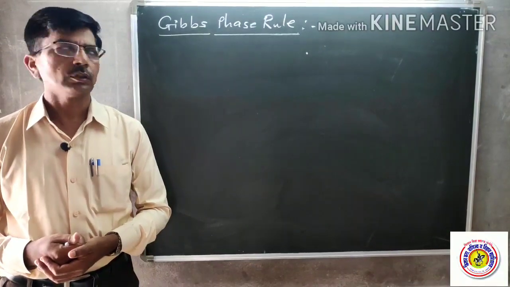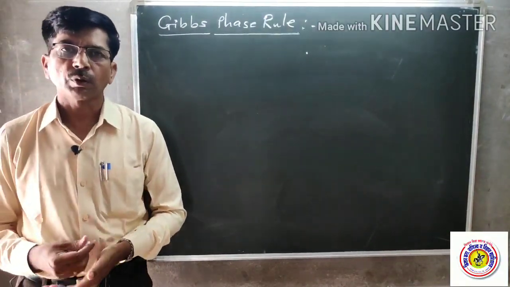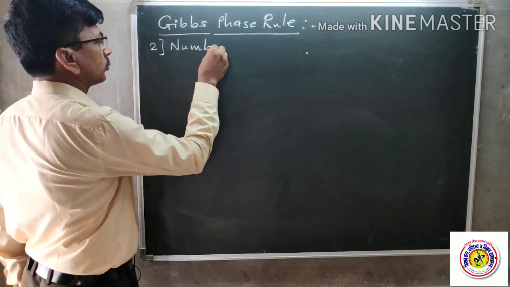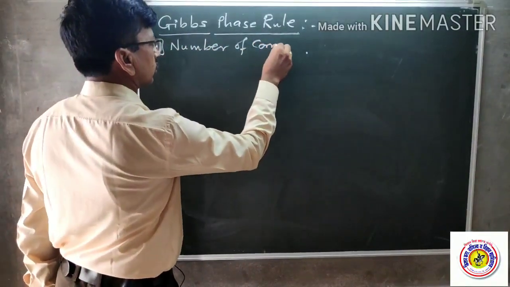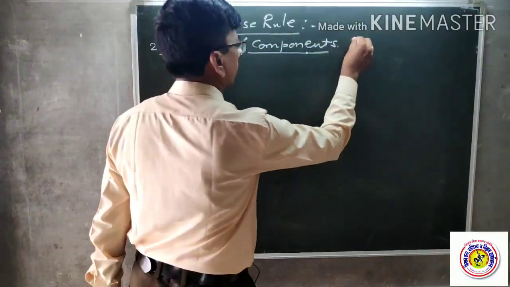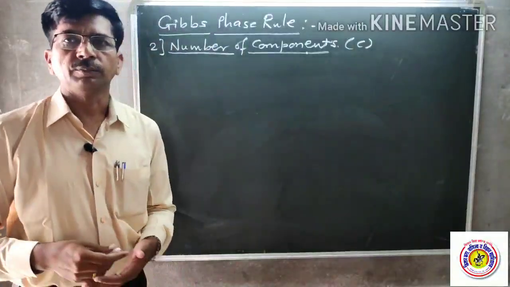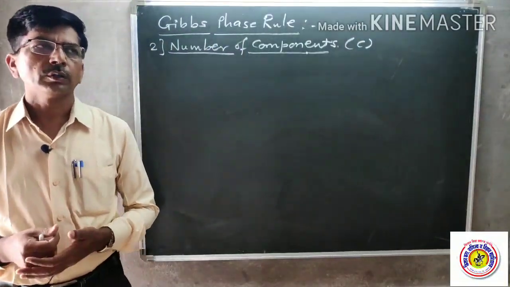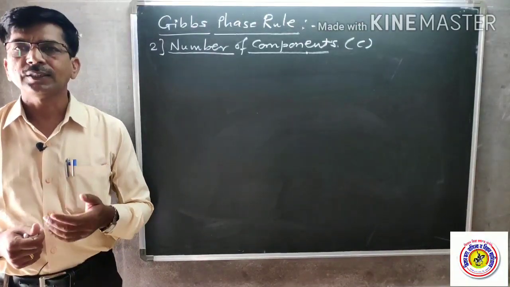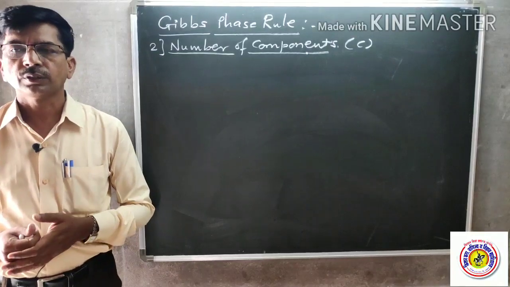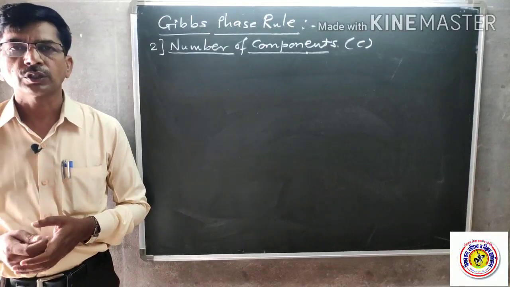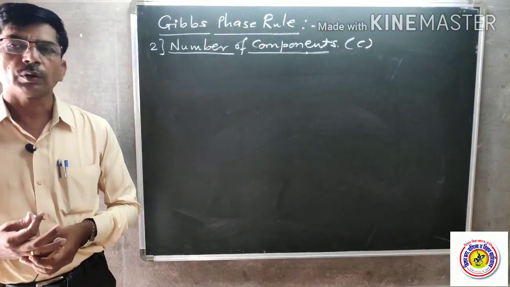The second important term in the Gibbs phase rule is the number of components, denoted by the symbol C. Now, what is the number of components? These are nothing but the minimum number of chemically distinct independent species necessary to define the composition of each phase in the heterogeneous system. We call it the number of components.